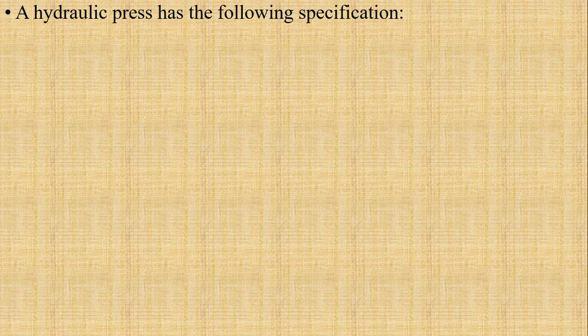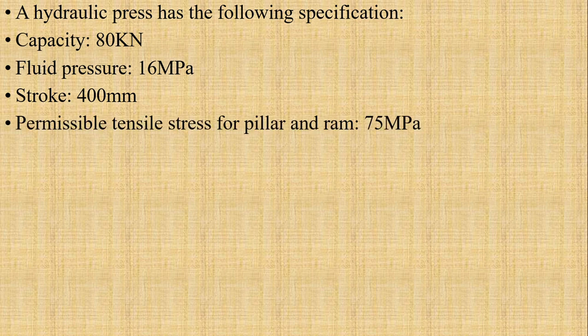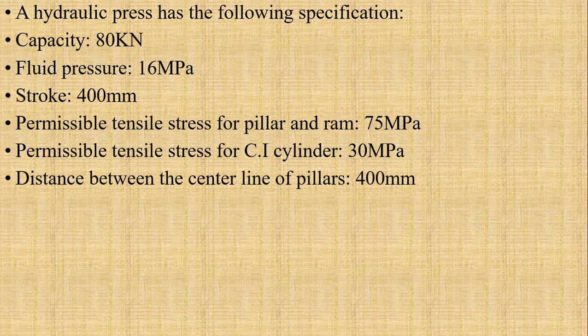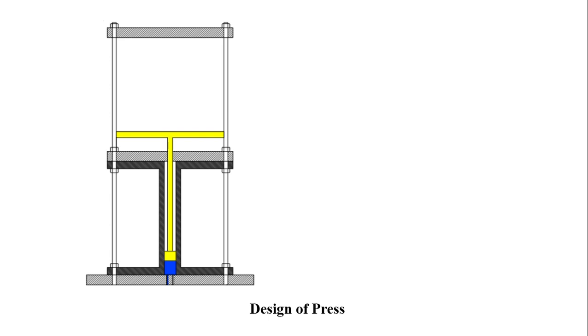A hydraulic press has the following specifications: capacity 80 kN, fluid pressure 60 MPa, stroke 400 mm, permissible tensile stress for pillar and ram 75 MPa, permissible tensile stress for CI cylinder 30 MPa, distance between the center line of pillars 400 mm, distance between top and bottom plate 400 mm. Design the press.